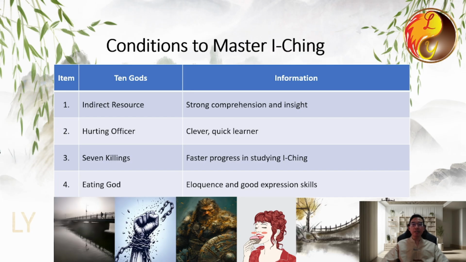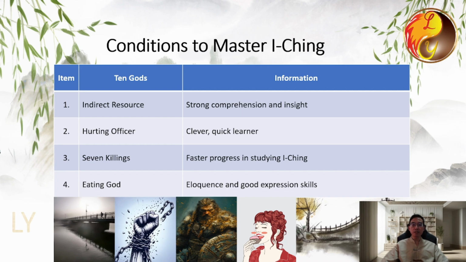I Ching God represents eloquence. A person who lacks I Ching God may learn the knowledge well, but will not be good at expressing it. For those without indirect resource, hurting officer, or 7 killing, the learning process will be more difficult. They should focus on writing more notes, doing more memorization, and using diligence to compensate for their shortcomings.